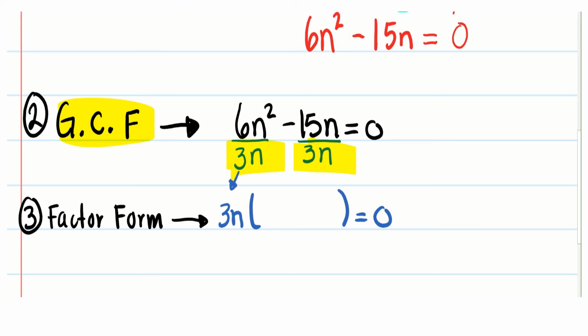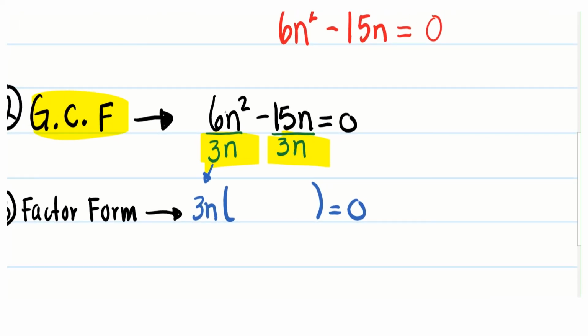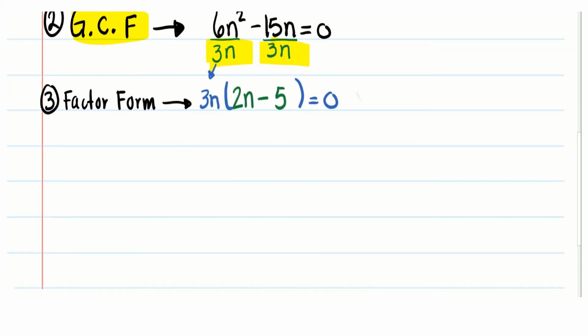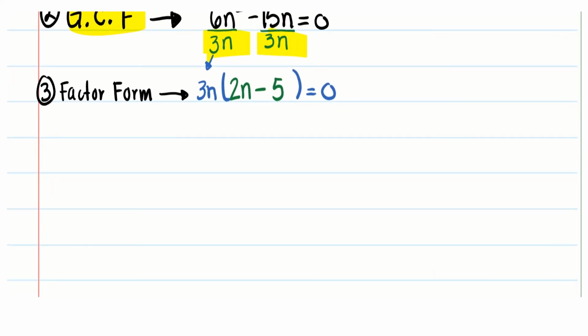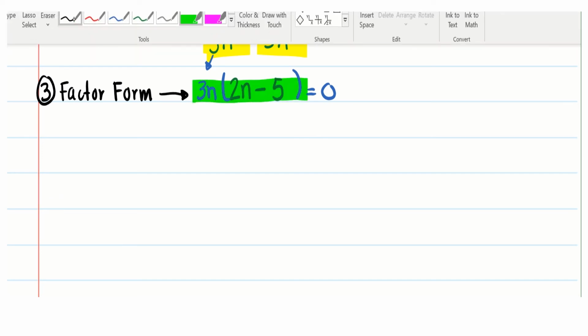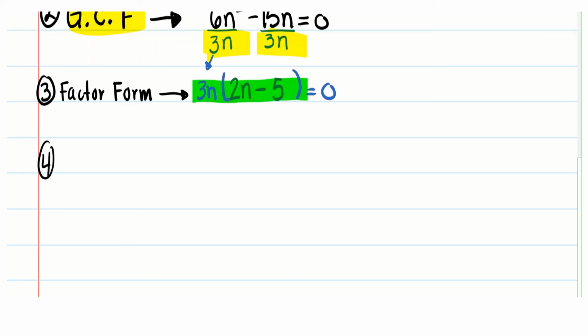So 6 divided by 3 gives us 2. N to the second power, you took out an n, so you only have n left, minus 15 divided by 3 is 5, and you had an n, and you took out an n, so it's just going to be 5, negative 5. So here is our polynomial equation in factor form.